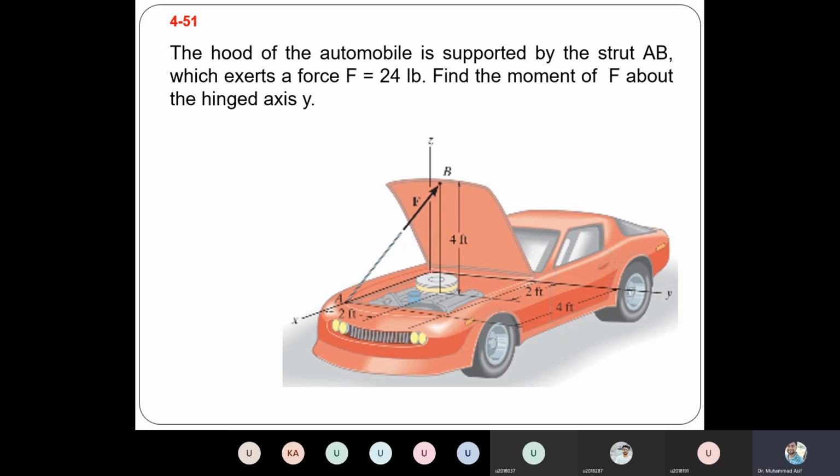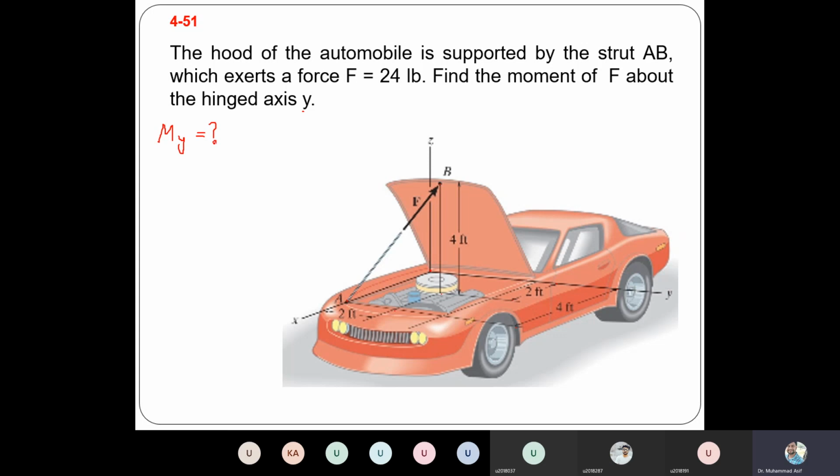If we take that as an origin, the point A is located at various distances. From here to here is 2 feet, then from the y-axis to this point is 4 feet, and then from here to here is 4 feet, and the vertical height is again 4 feet. Based on this, the question is to figure out the moment of F about the hinge axis Y. So basically we need to calculate My, but we cannot calculate My directly.